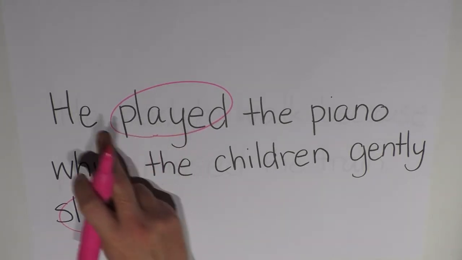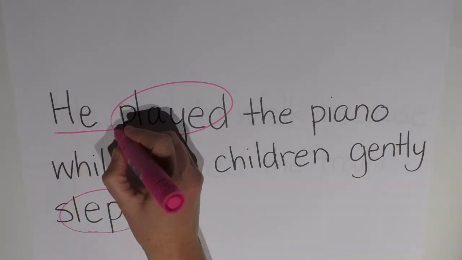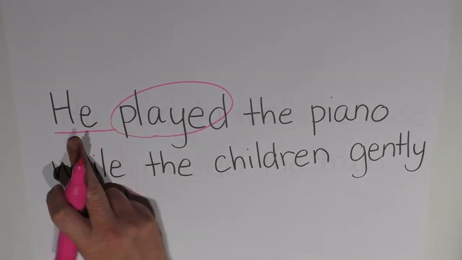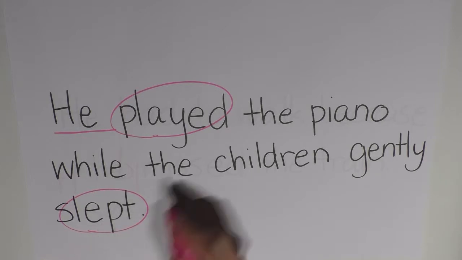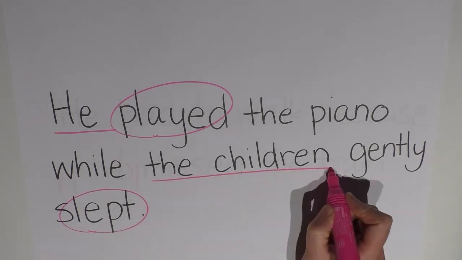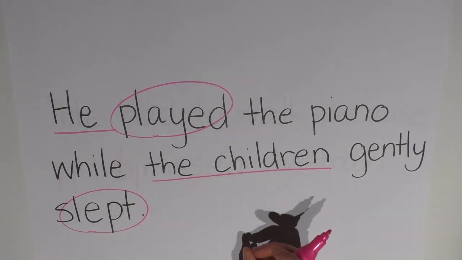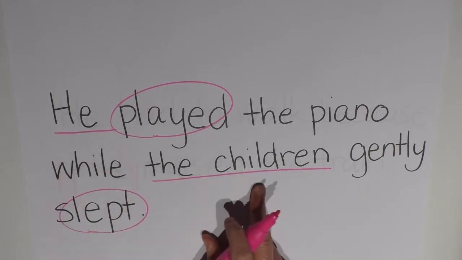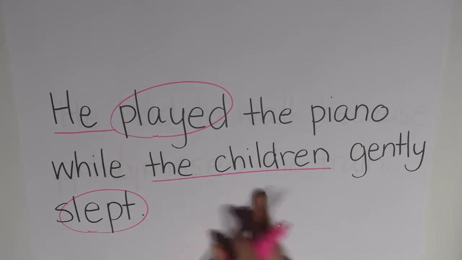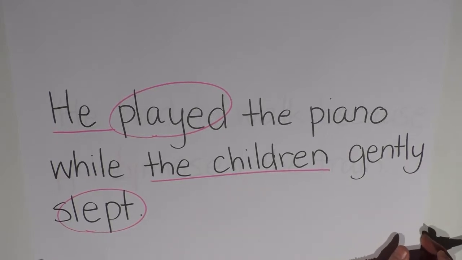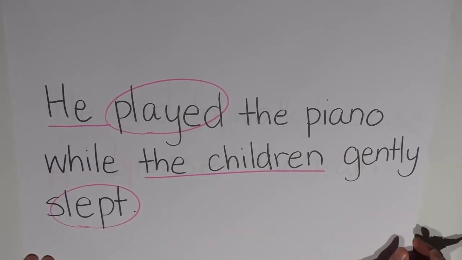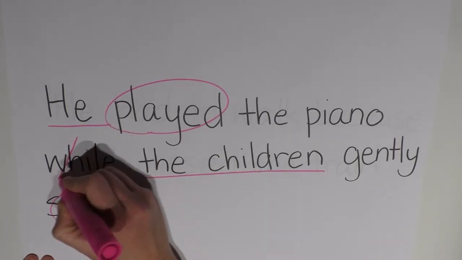So for played, who played? He played. So he is the subject. And for slept, who slept? The children slept. So there are two different subjects in this. There's he and the children. So we definitely have two clauses in this sentence. Now there is a conjunction joining these clauses together, and this conjunction is while.